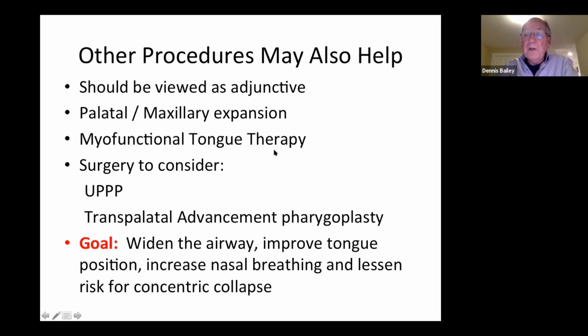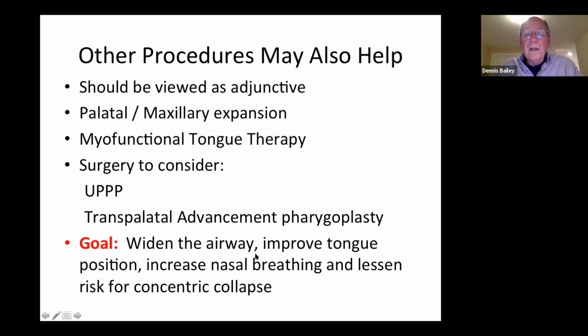Myofunctional tongue therapy, which helps to bring the tongue base forward, which can help. Surgery to consider. This may need to be adjunctive to the oral appliance, like UPPP. One article on DICE and on the endotyping, phenotyping of patients for Inspire looked at UPPP as being one of the ways to resolve the concentric closure. So we know that there are joint or multiple procedures that may be helpful. Another one is called transpalatal advancement pharyngoplasty. We're going to look at that.